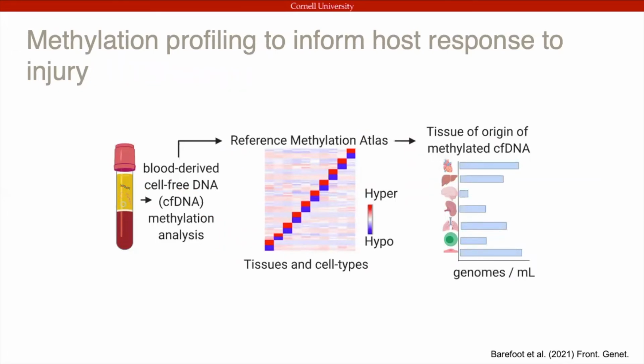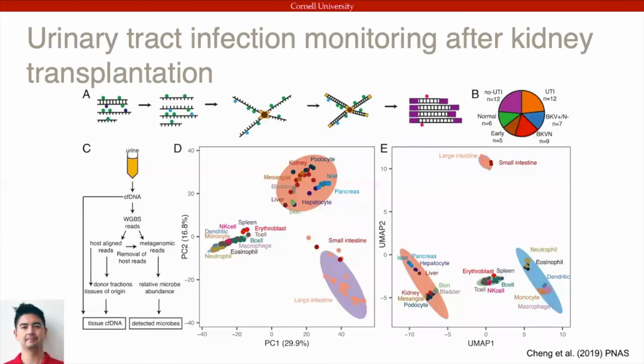Every tissue and cell type has a unique methylation pattern, and we can use reference methylation atlases to describe all the tissues and cell types in our body. We can perform bisulfite sequencing on our cell-free DNA to then compute the tissue of origin of the cell-free DNA. We've applied this to a number of different contexts, but today I'll just share a subset of these examples. These analyses were largely spearheaded by Alex Chang in our lab, so I hope I'll do him justice on these.